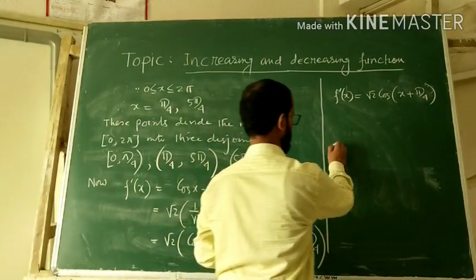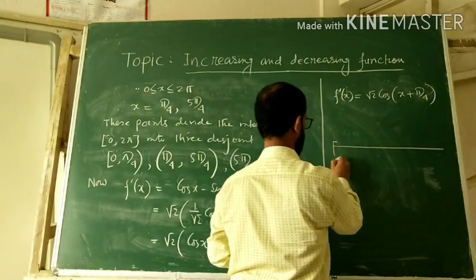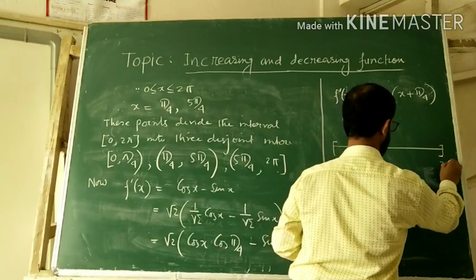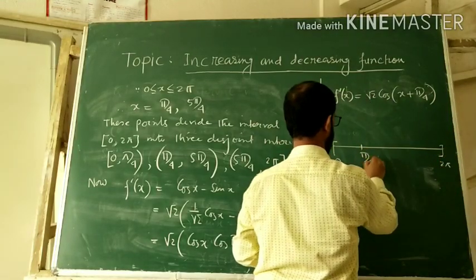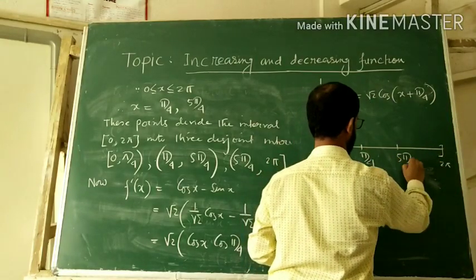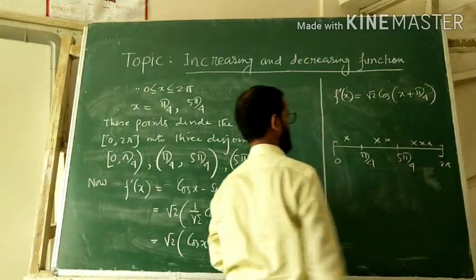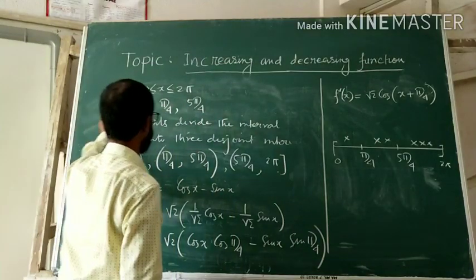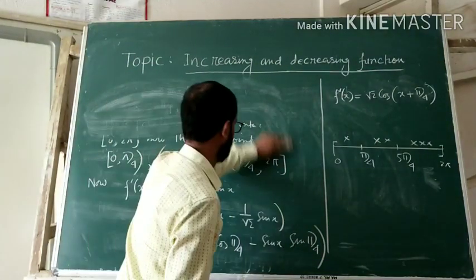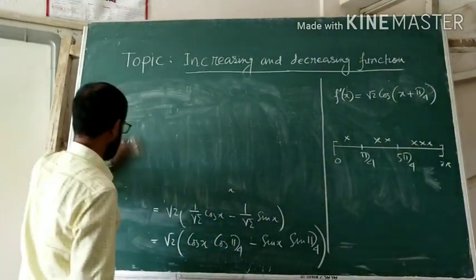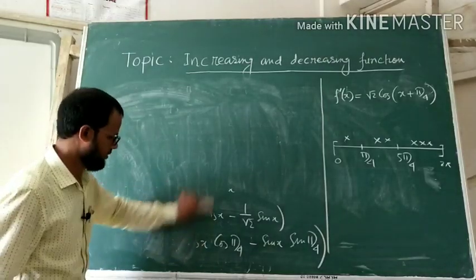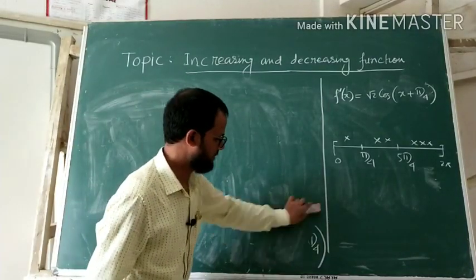Our interval is 0 to 2 pi, and the breakpoints are pi by 4 and 5 pi by 4. So there are 3 cases, and we will discuss them one by one. This is a very important question for the coming final examination.